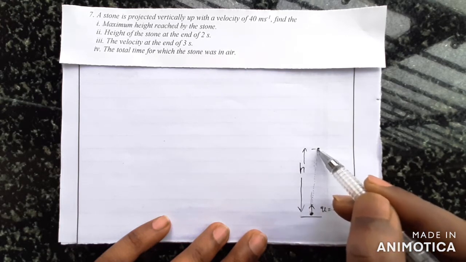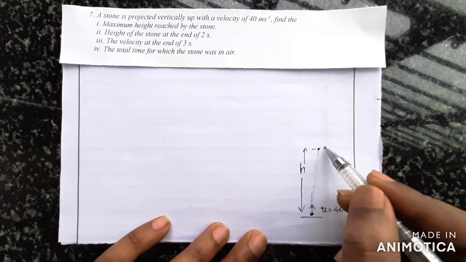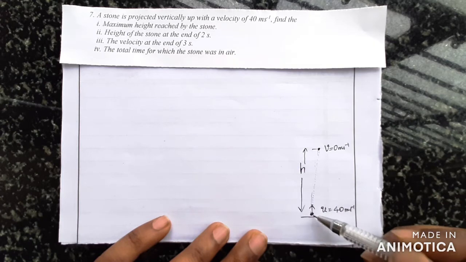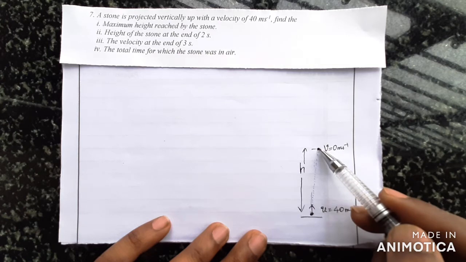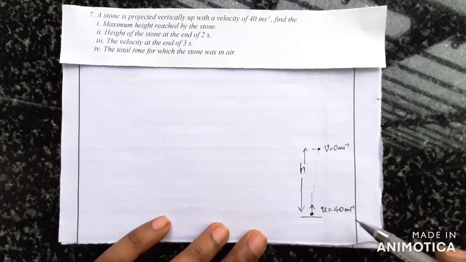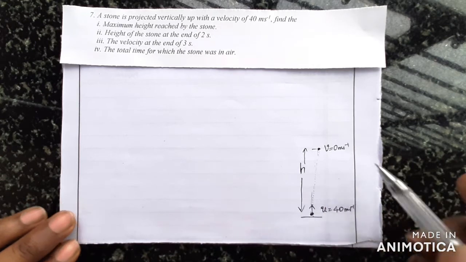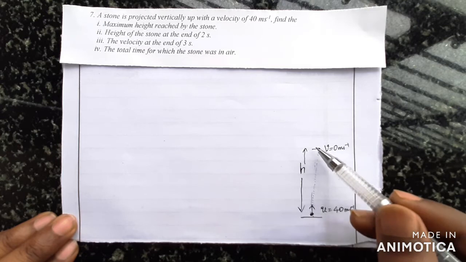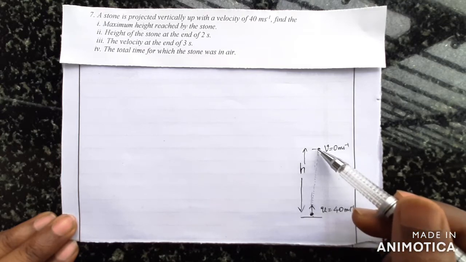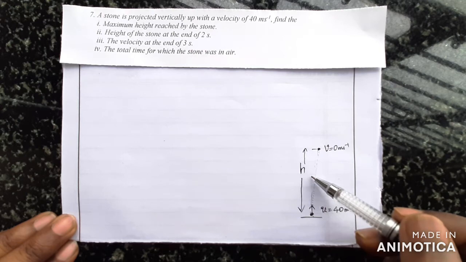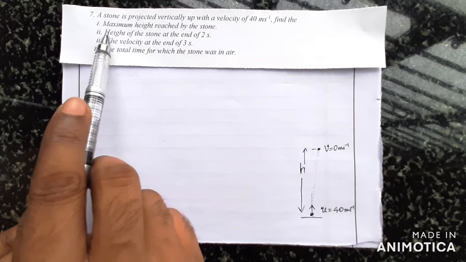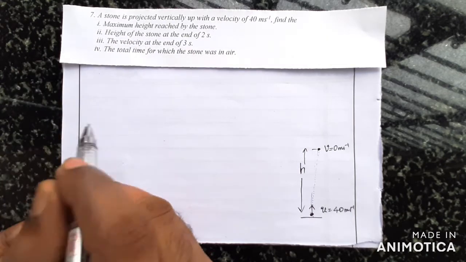At this point, the topmost point of the journey, the stone will have 0 velocity. So, if I consider this is the initial point of motion and this is the final point of motion, then initial velocity will be 40 meter per second, final velocity will be 0 meter per second. H is the total height achieved or travelled by the stone. And now we need to calculate this h in the first place, maximum height reached by the stone.